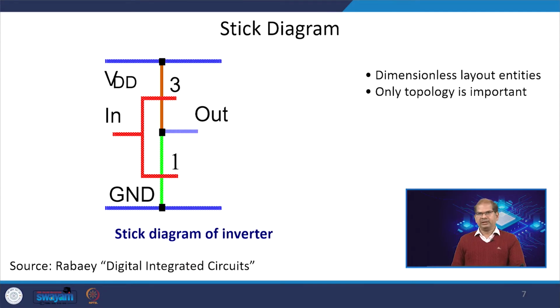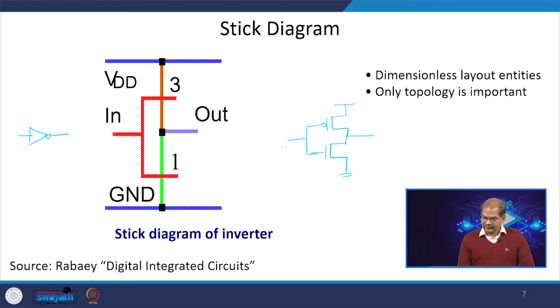Now we will discuss how we can design it. Let us say we have a stick diagram of an inverter, which everybody knows. This inverter consists of two transistors, NMOS and PMOS. This is PMOS, this is NMOS. This is in, this is out.